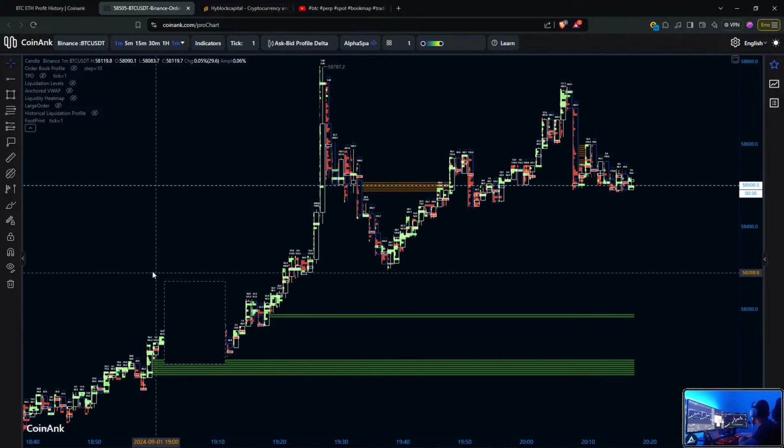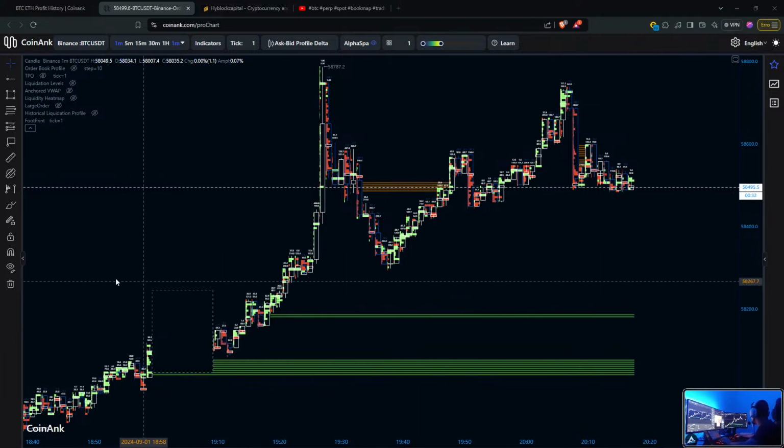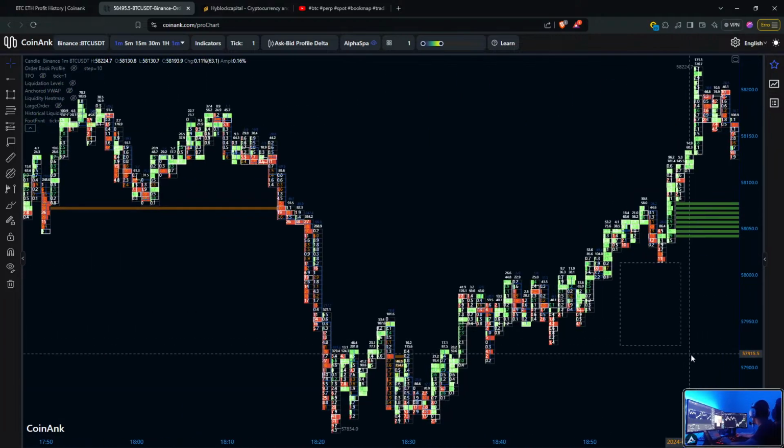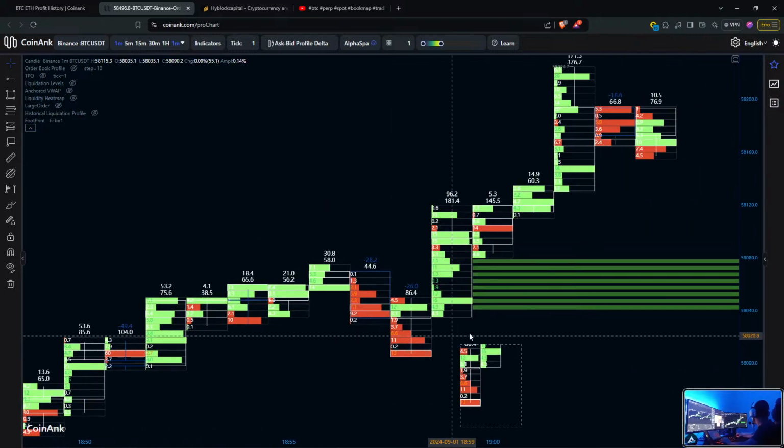And it's good also because, same as Exo, it shows you stacked imbalances as well. So for example, what I mean by stacked imbalances is when there's too much of a difference.